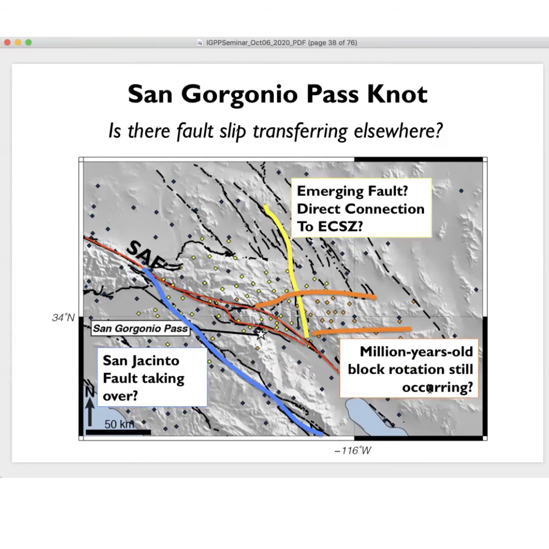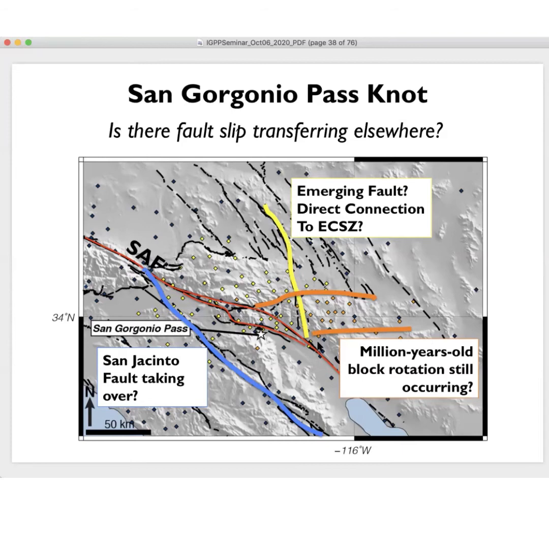And so one of these mechanisms could be this million years old block rotation system off in the eastern Transverse Ranges. It's been rotating clockwise for the last 6 million years or so, and could still be happening today, potentially. There's also the emerging fault hypothesis, where this fault is hypothesized to follow the trace of the 1992 Joshua Tree earthquake and the 1992 Landers event, and that could provide a direct connection to avoid San Gorgonio Pass and connect between the southern San Andreas fault and the Eastern California Shear Zone.